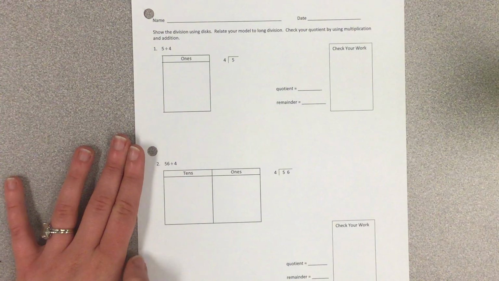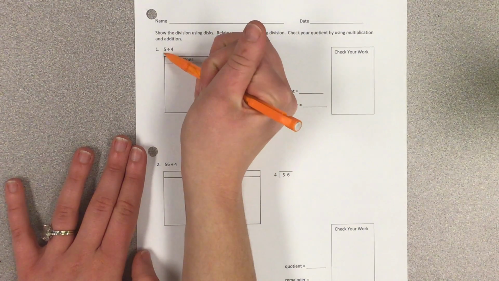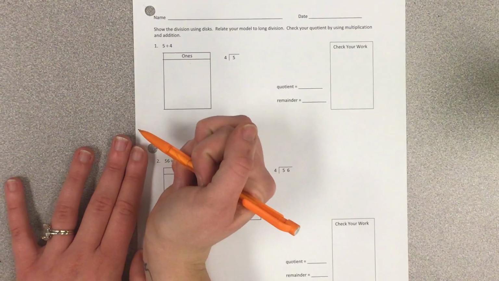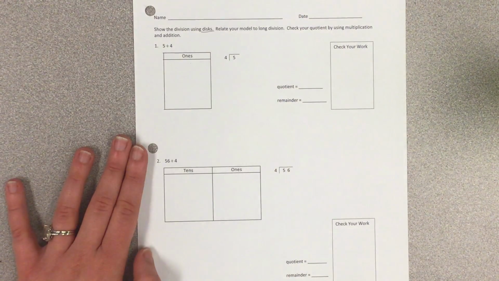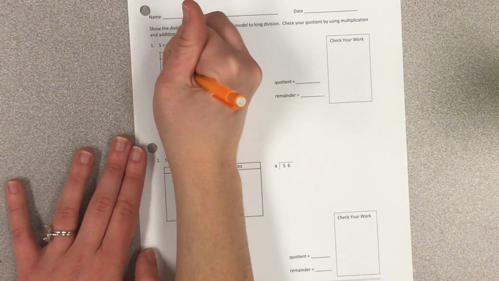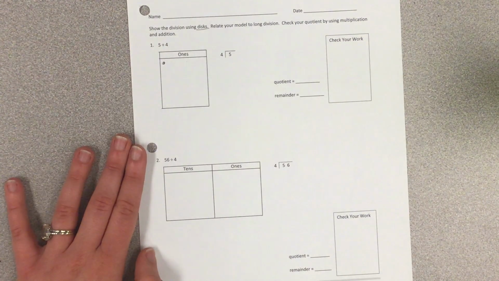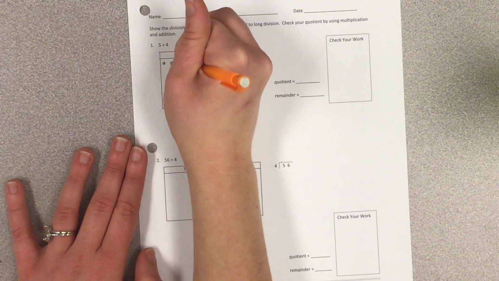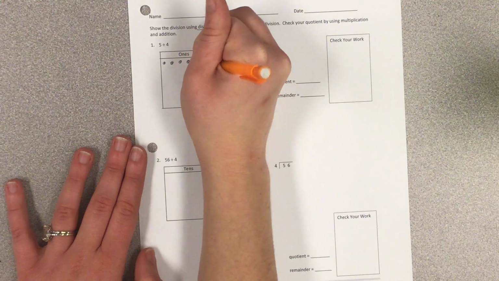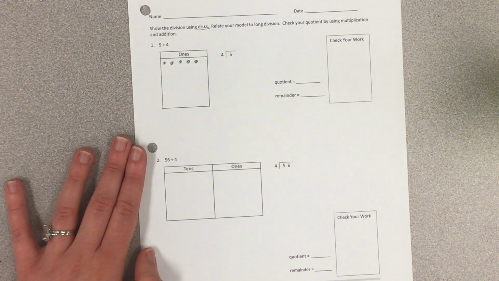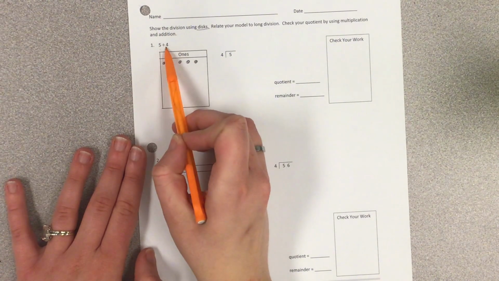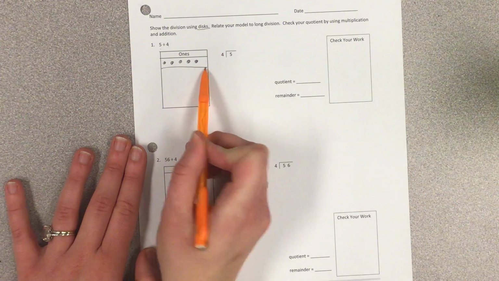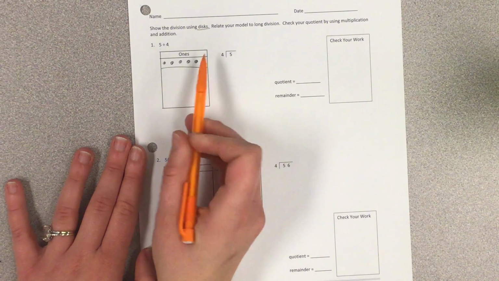So first we're going to start with our total number, which is 5. And I'm going to represent 5 in this place value chart using discs today. Discs look like this. So that's one disc. Now I'm going to draw 5. Our number sentence says 5 divided by 4. So I want to break this group of 5 into 4 equal groups.